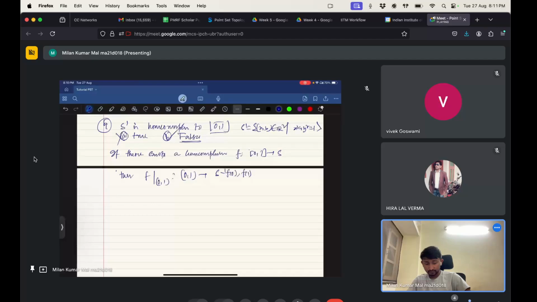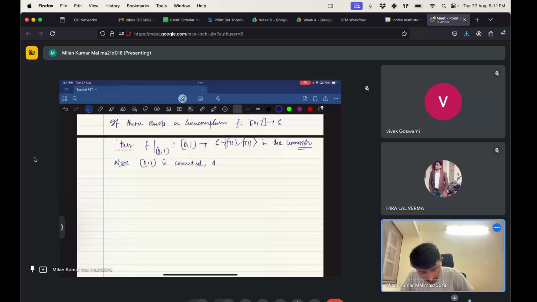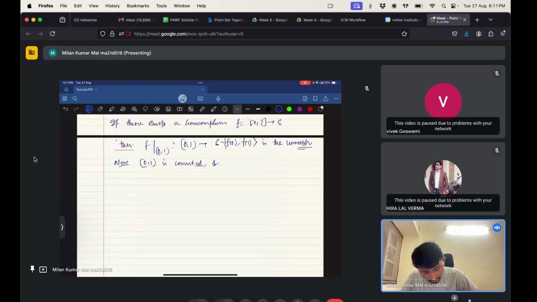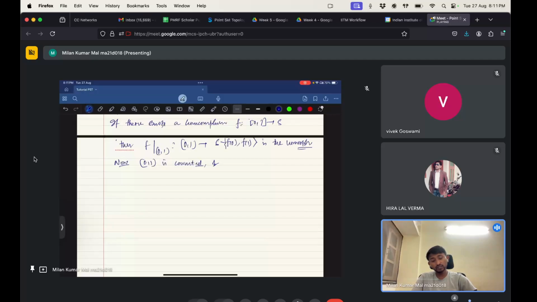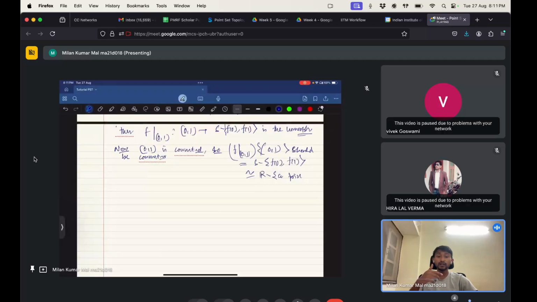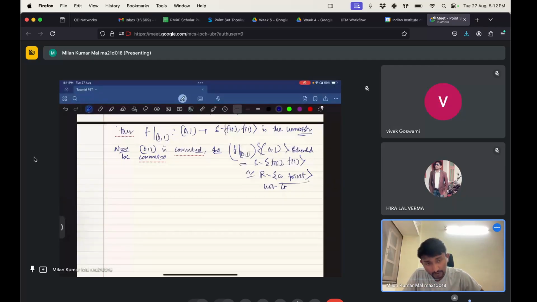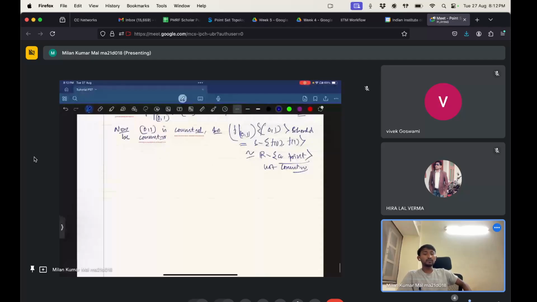Now (0, 1) is connected. So the image of f restricted to (0, 1) should be connected. But this is actually equal to S minus {f(0), f(1)}, which is something like R minus a single point, because S minus 1 point is R, and S minus 2 points is R minus a single point, which is not connected. Also we have seen in a previous exercise that S1 minus n points is connected only if n is not greater than 1, right? If it contains 2 points, it is disconnected. Okay, so this is the thing.